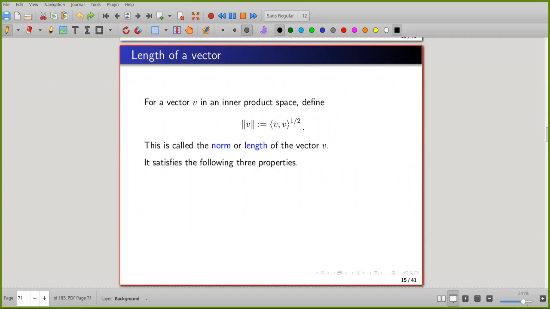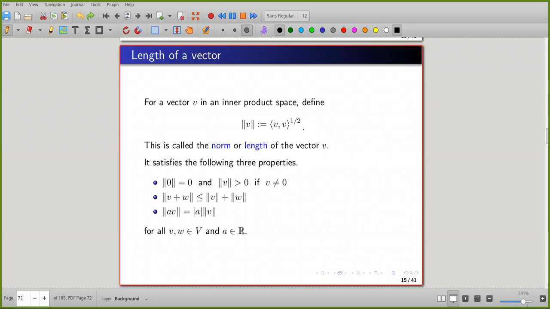So it satisfies the following three properties. Norm of 0 is 0, and if v is not 0, then norm v is strictly greater than 0. Norm of v plus w is less than or equal to norm v plus norm w, and norm of av is equal to absolute value of a times norm of v, for all v, w in the vector space V and scalars a in R.